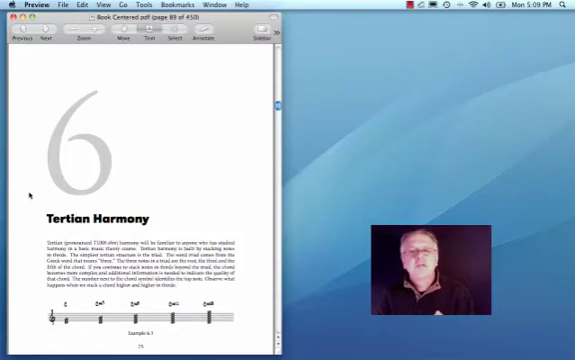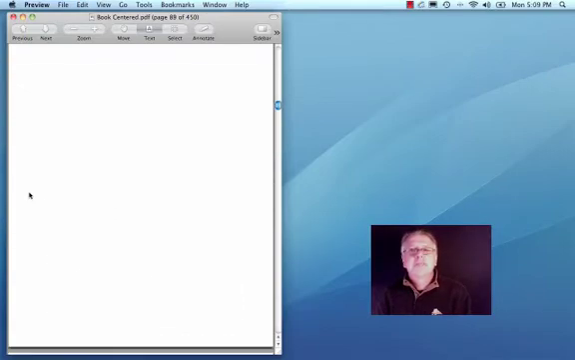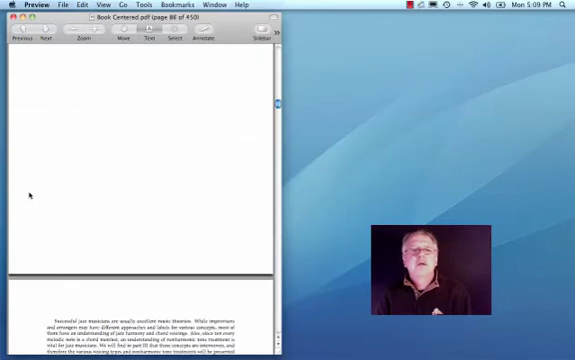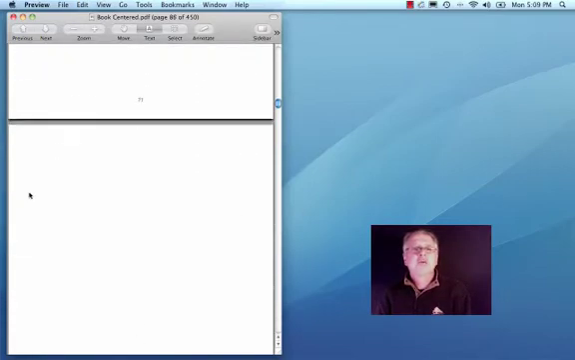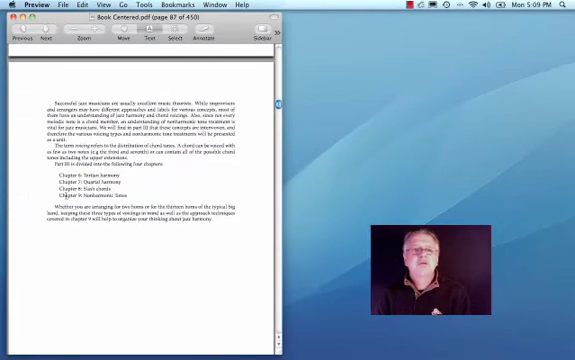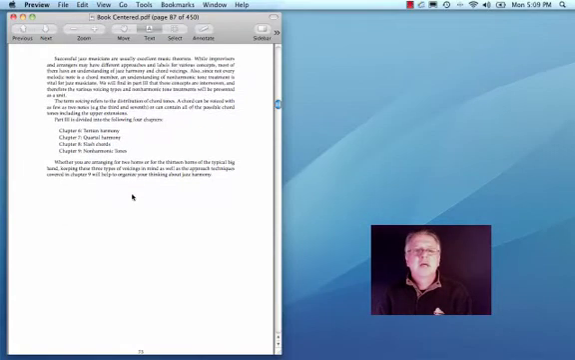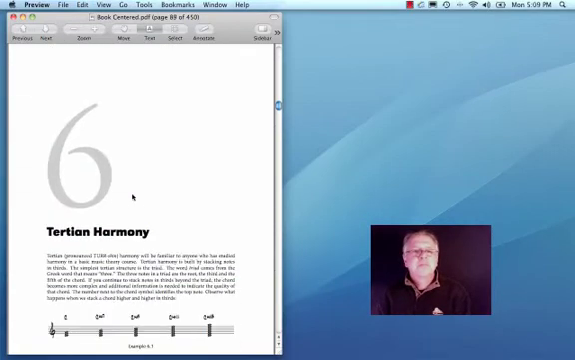In this video, we're going to be talking about four-way close voicings and learning about chord tone substitutions. This is part of Part 3, where we talk about jazz harmony and voicings, and this section is divided into four different chapters: tertian harmony, which is what we're talking about today, chordal harmony, slash chords, and non-harmonic tones.